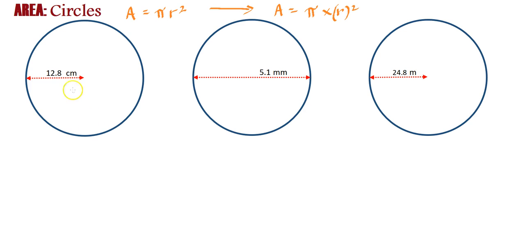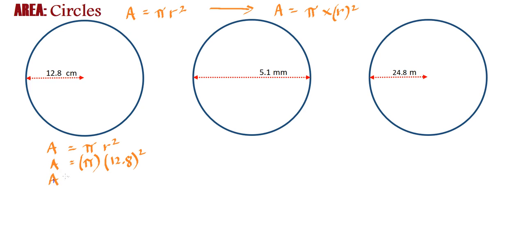So you have to find the radius. So let's have a look at the first one. First one says the dimension that's given is the radius, so that's kind of lucky. So if we start off with our formula, area equals pi r squared, and then we just substitute into the formula what we're given. So we're definitely given pi, so that's a constant value. And then we multiply by the radius, which in this case is 12.8, and we have to square that.